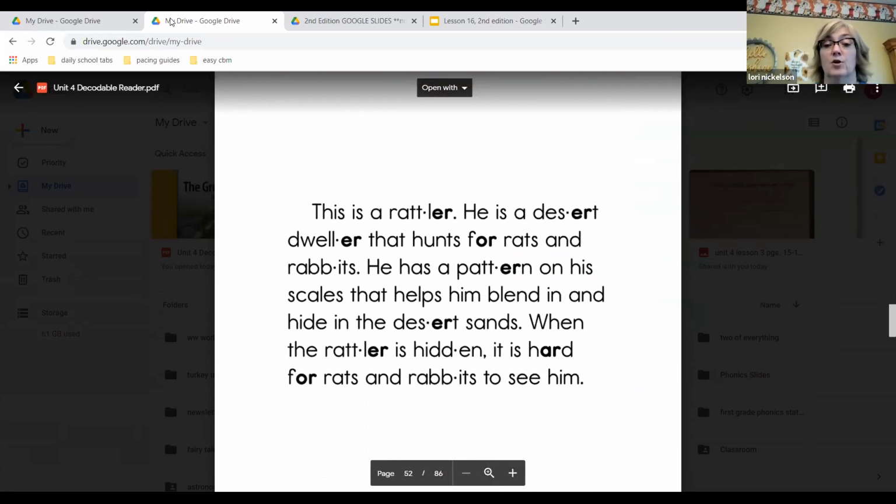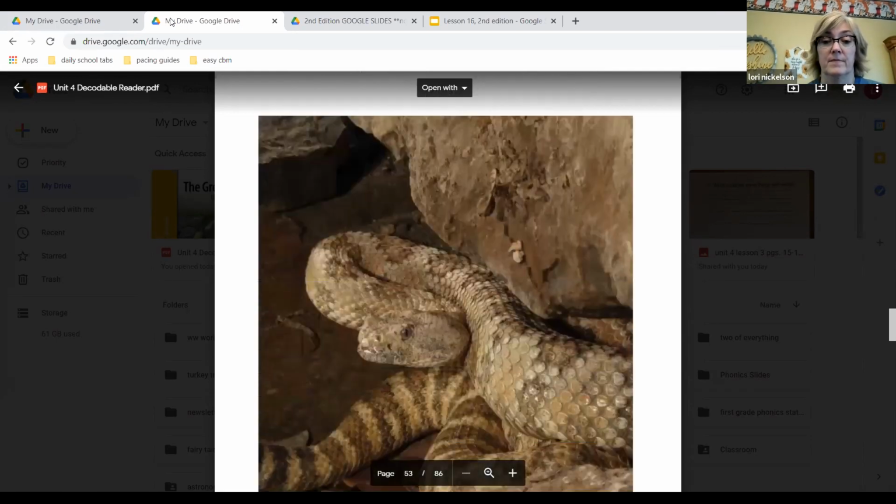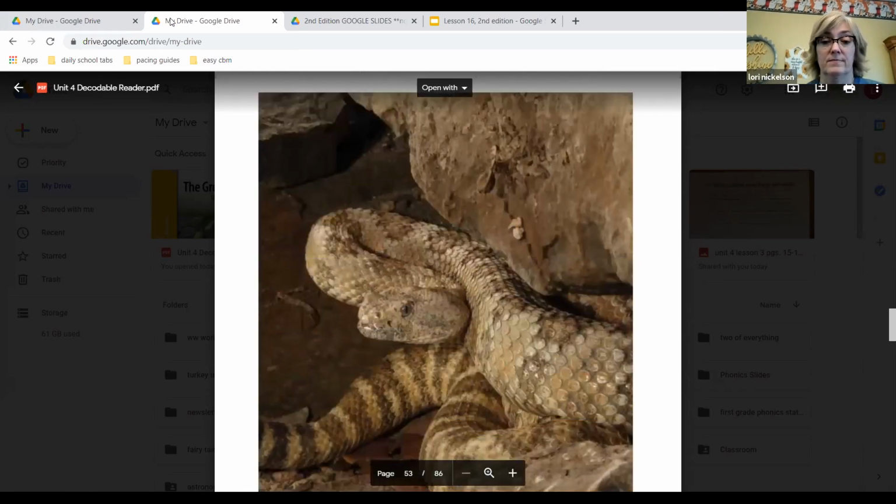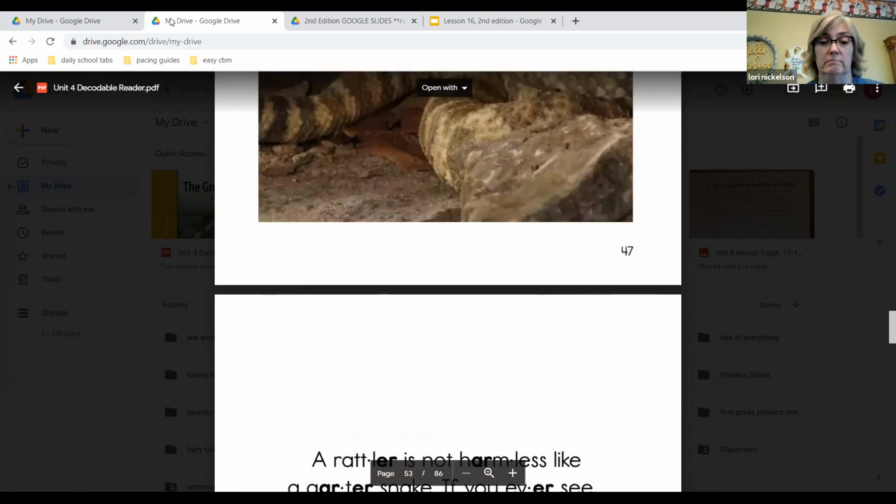This is a rattler. He is a desert dweller that hunts for rats and rabbits. He has a pattern on his scales that helps him blend in and hide in the desert sands. When the rattler is hidden, it is hard for rats and rabbits to see him. There's the rattler. Oh, he's scary, isn't he?